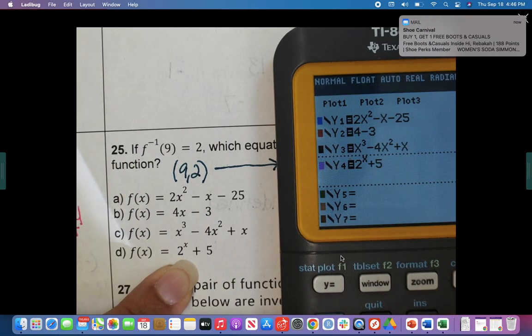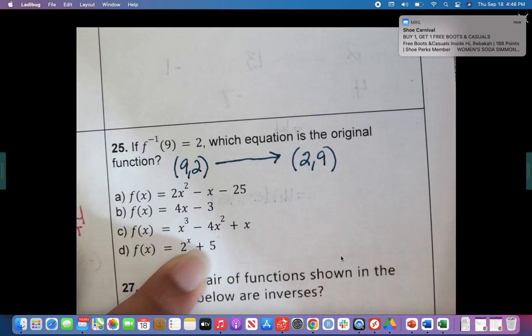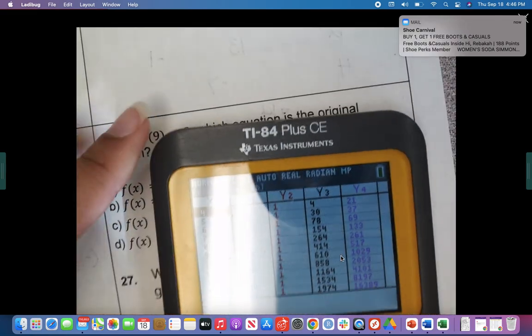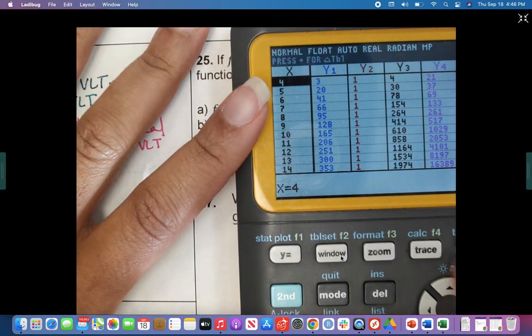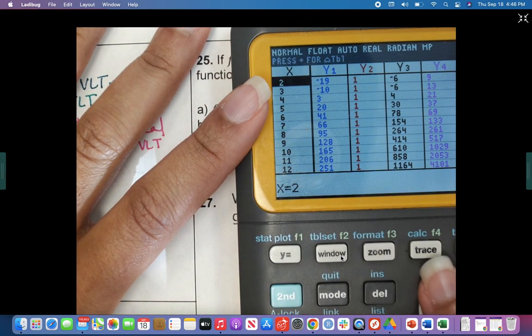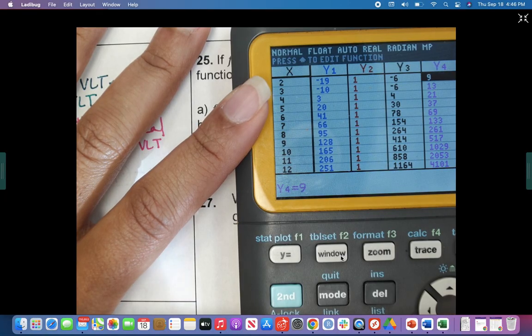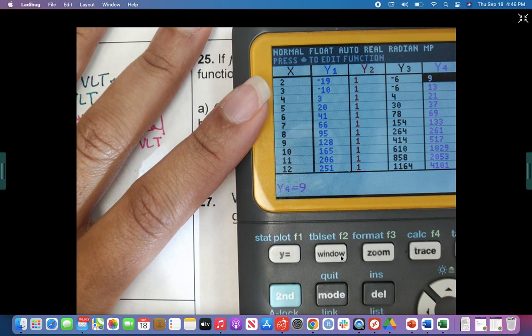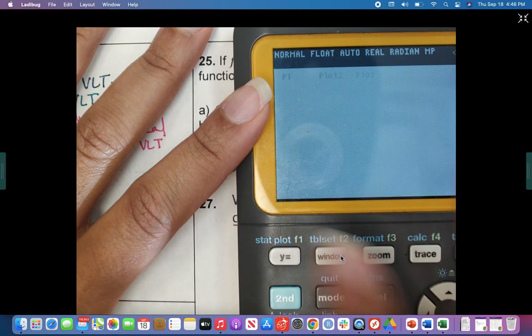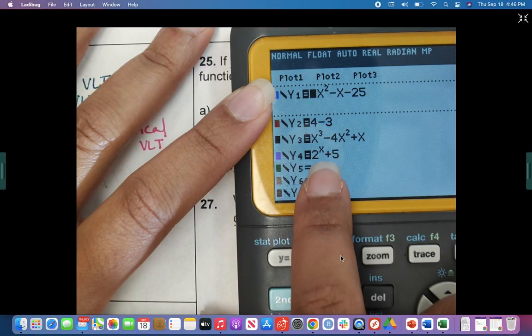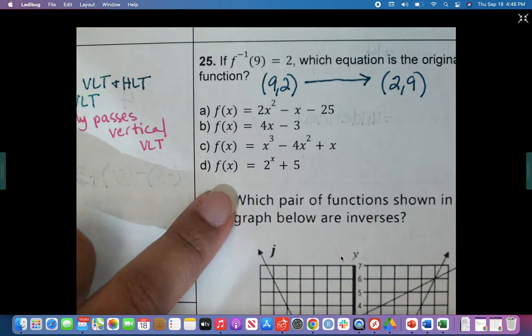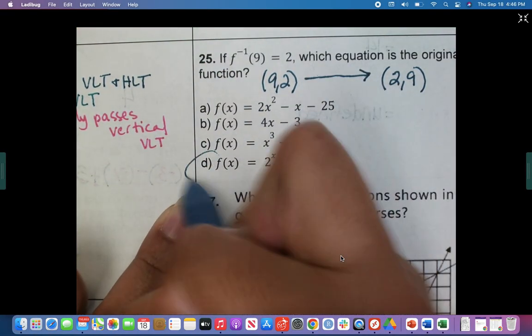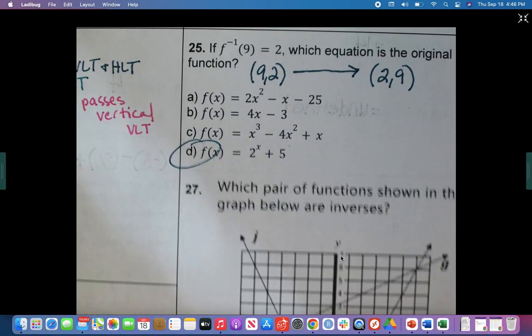So second graph. All right, so I'm looking for the ordered pair 2, 9. Which one of these has the ordered pair 2, 9? So there it is. That's the one that's in Y4. The one that's in Y4 is the last one. So D would be my answer. All right, 26.